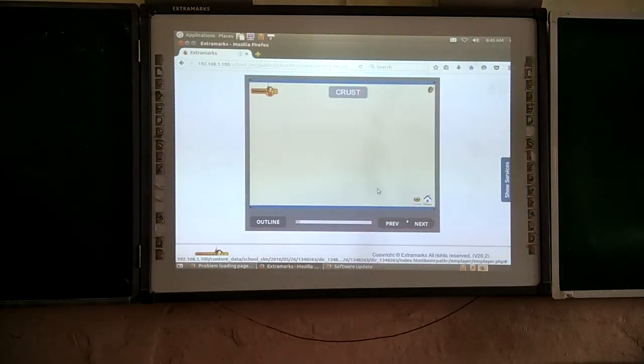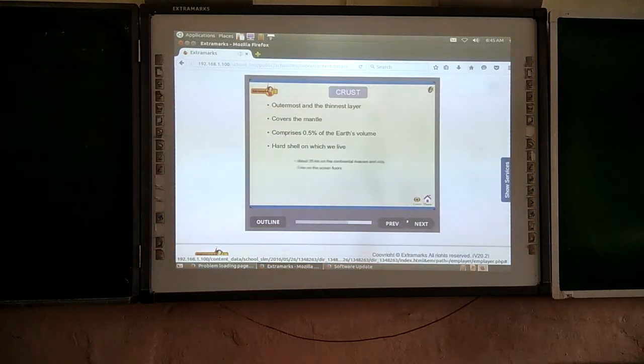Let us now know more about these 3 layers of the earth in detail. Crust. It is the outermost and the thinnest layer which covers the mantle. It comprises 0.5% of the volume of the earth, and it is the hard shell on which we live. The crust is about 35 km on the continental masses and only 5 km on the ocean floors. It comprises varieties of igneous, metamorphic and sedimentary rocks.